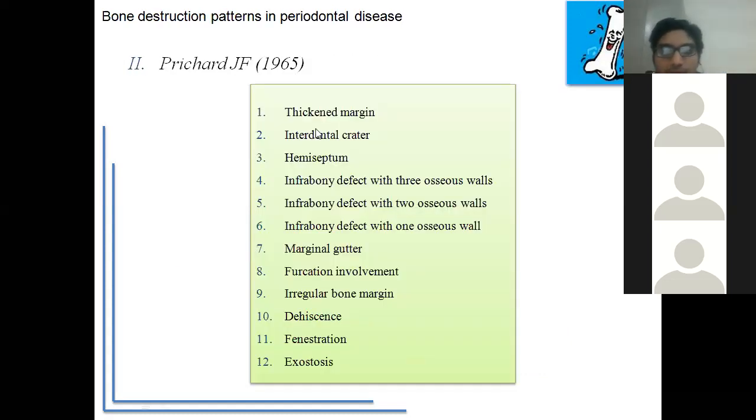Again, there was a classification given by Prichard. If you don't remember the classification, just remember the defect patterns, like what are craters, what is a ledge. Tell me, what is a crater? Craters are concavities in the crest of the alveolar bone. Under which type of intrabony defects does a crater come? A crater comes under 2-wall intrabony defects.